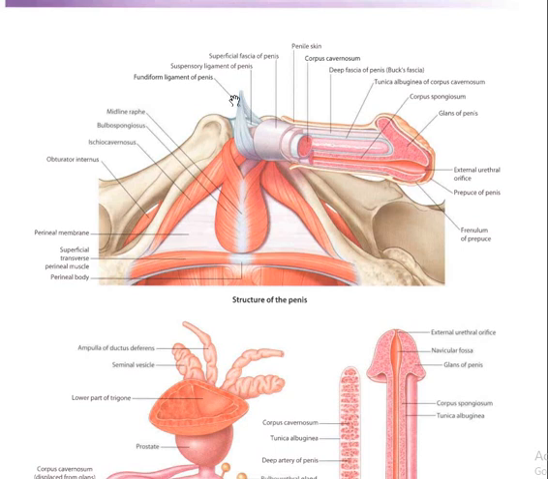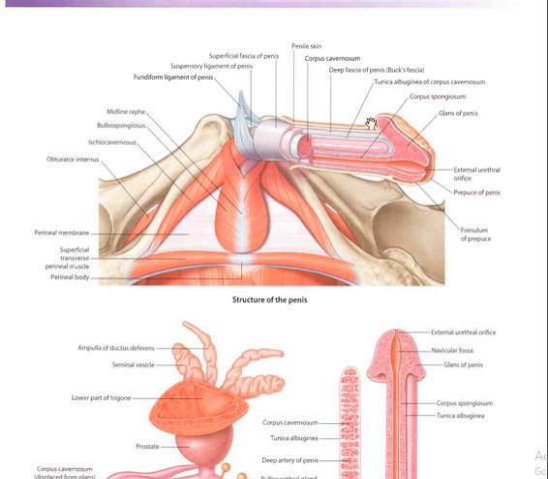So now here you are going to have different ligaments. We have the fundiform ligament of the penis, and we have the suspensory ligament of the penis. Here you have different fascia involved covering the penis. The first is the superficial fascia of the penis. First you have the skin, then you have the superficial fascia of the penis. Deep to it, you have the deep fascia of the penis, called also Buck's fascia.